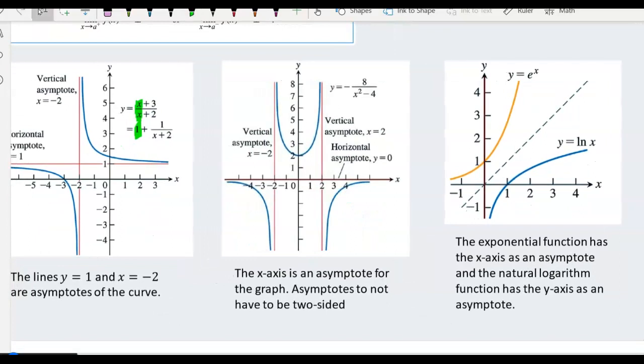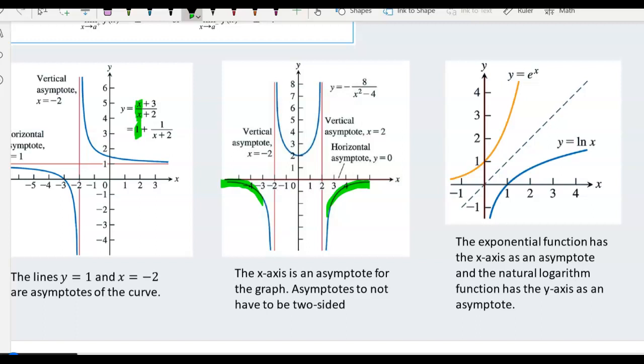I kind of alluded to this a little bit before looking at the second graph, that for something to be an asymptote, the graph doesn't have to approach that line from both sides. So here we have the x-axis as a horizontal asymptote, even though the graph is approaching that line only from the bottom. The top of the graph doesn't come in and approach y equals 0, and that's okay. If the graph is approaching from any one direction, we can say it's an asymptote.